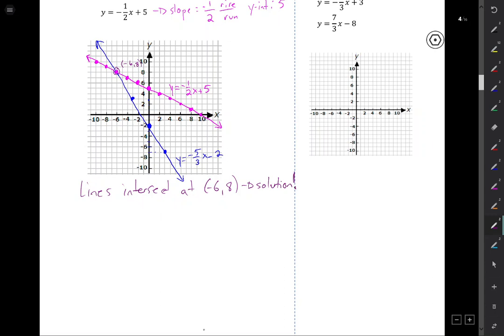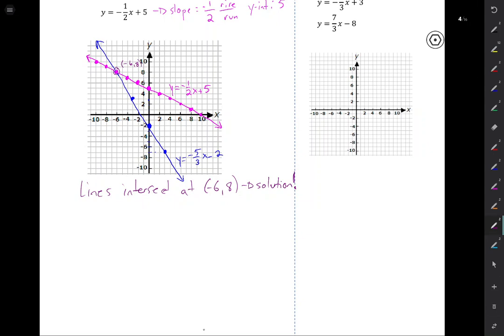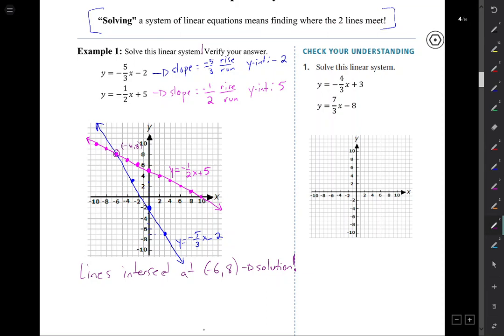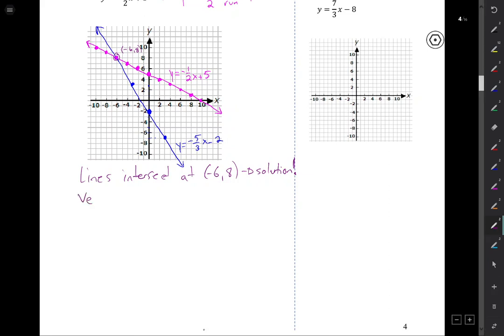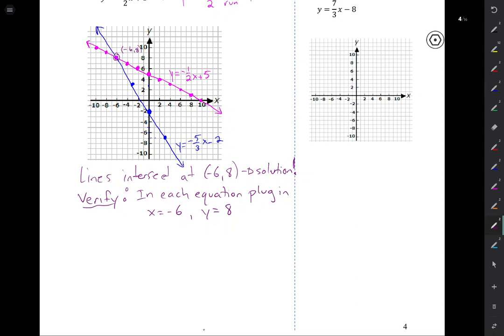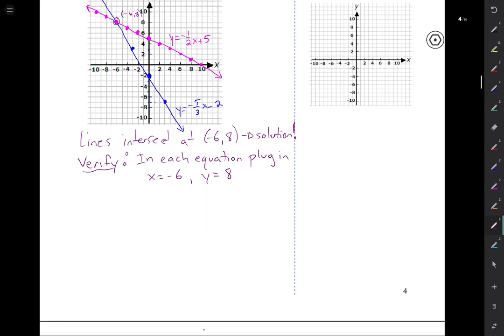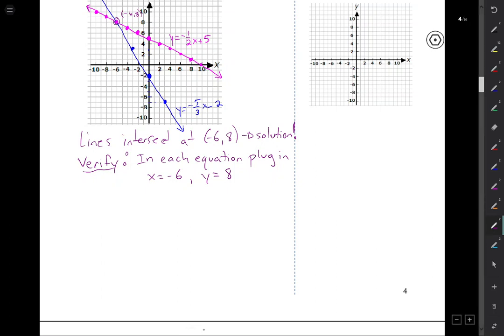Whenever you find the solution for a system of equations, you should make sure you verify that it is correct. It does say at the top of this question to verify your answer. Sometimes it won't say that, sometimes it will. Whenever you see verify, you know you have to do the left-hand side, right-hand side table. So you're going to verify by plugging into each equation x = -6 and y = 8, because that's our solution. I'm going to do my left-hand side, right-hand side for each equation, and I'm going to cut ahead so you can see what that looks like after it's done.